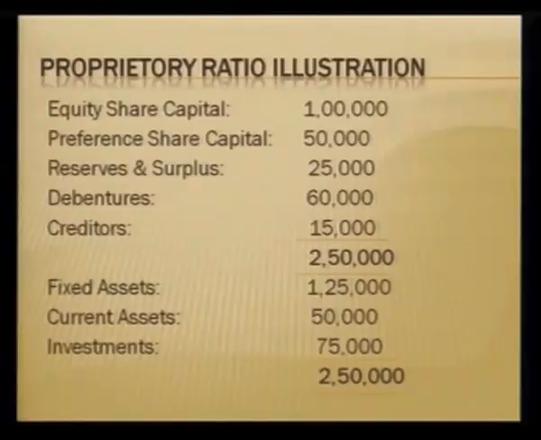Okay, let me take an illustration for the proprietary ratio. Let us assume that the equity share capital is 1 lakh, preference share capital 50,000, reserves and surplus 25,000, debentures 60,000, and creditors 15,000. In all, the total liabilities account for 2,50,000. On the asset side of the balance sheet, we are given fixed assets at 1,25,000, current assets at 50,000 and investments of 75,000. So, the asset side of the balance sheet also amounts to 2,50,000.